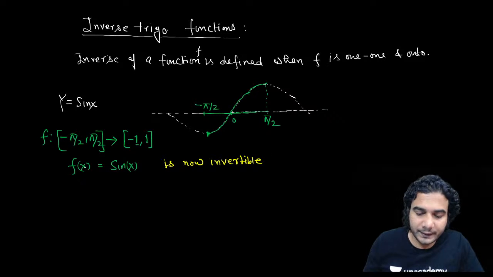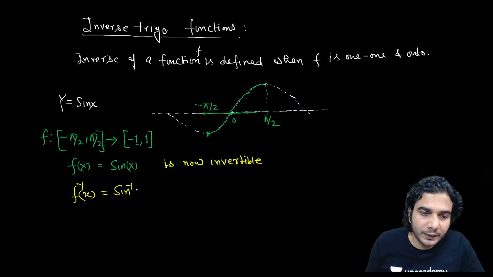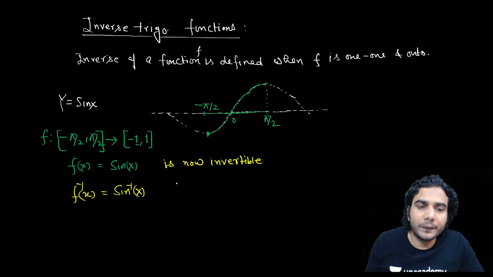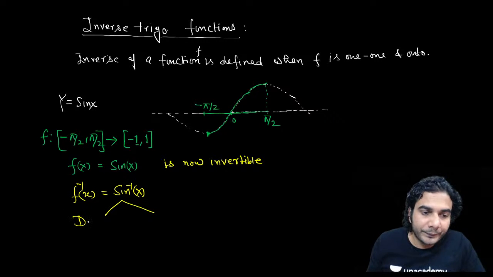That means now you can define the inverse. So we define the inverse of sine as f inverse. So f inverse of x is equal to sine inverse x. We write like this; notation we know for inverse. Now what will be the domain and range of this function? The domain will be the range of sine, and the range will be the domain of sine. Domain and range interchange. That's what the inverse function is.